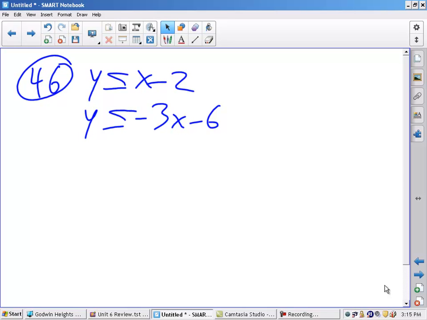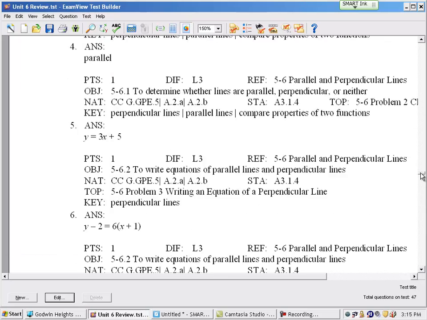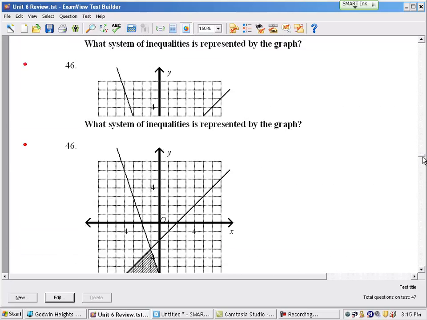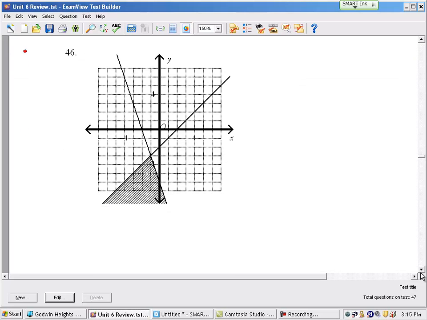Let me show you why. So on number 46, the reason why it's y is less than or equal to x minus 2 is because on the first line, right here, the minus 2, you start with the minus 2, and then you go up 1, over 1, up 1, over 1, and that's your graph. Now it's a solid line underneath the inequality because it's a solid line in the graph. Then it's shaded below, so that's why it's less than.